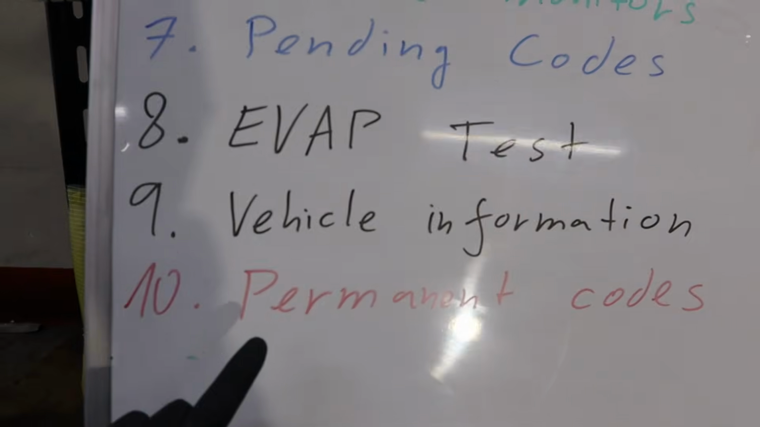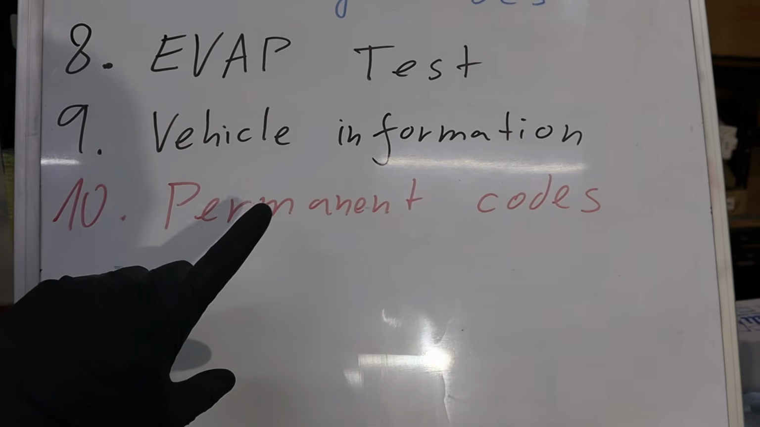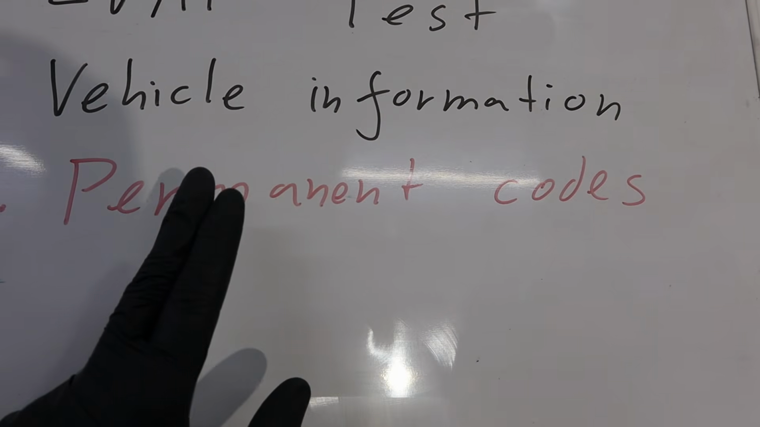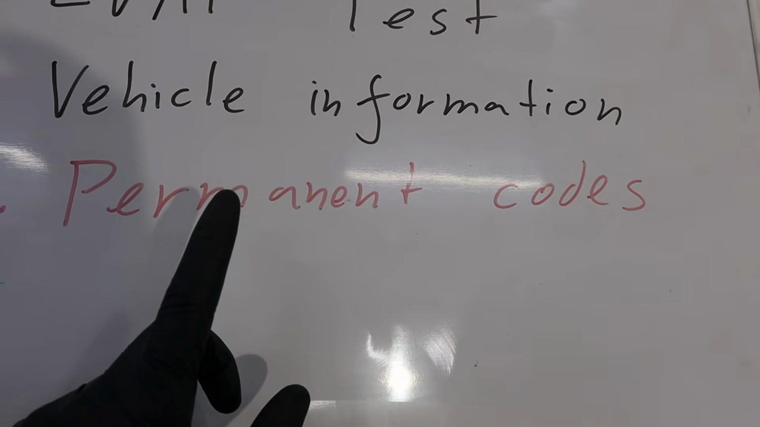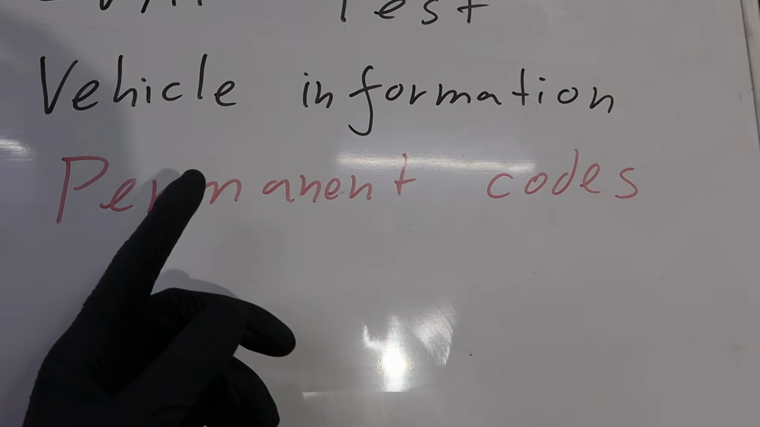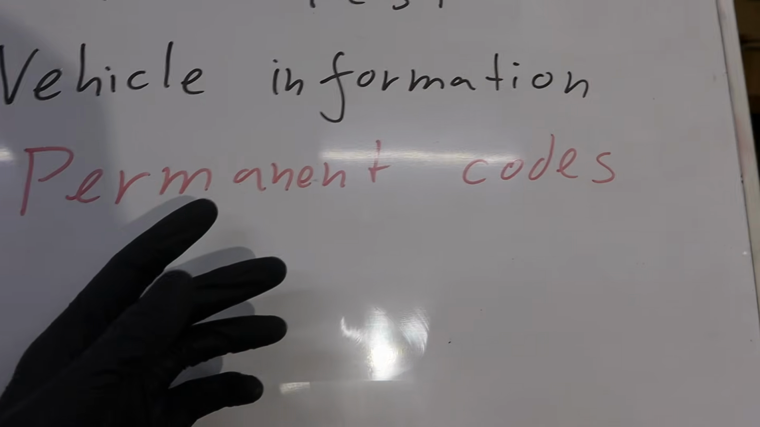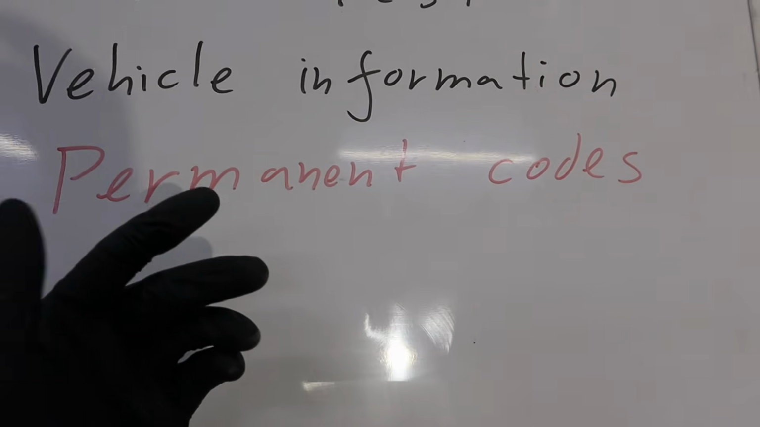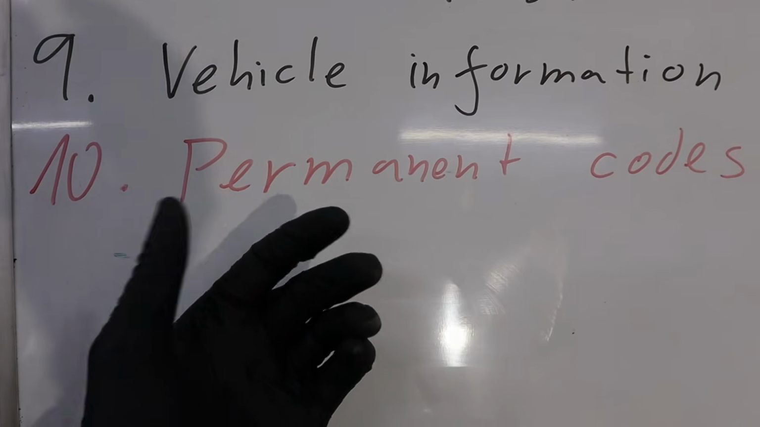And then also mode 10, that is permanent codes. And these are the codes that you cannot erase because they will be picked up by the ECU instantly again. Permanent codes are usually about damaged wiring. Once you have zero voltage coming from the sensor, it will be a permanent code. And even though you try to erase it, it will just pop back again because the voltage still isn't there.